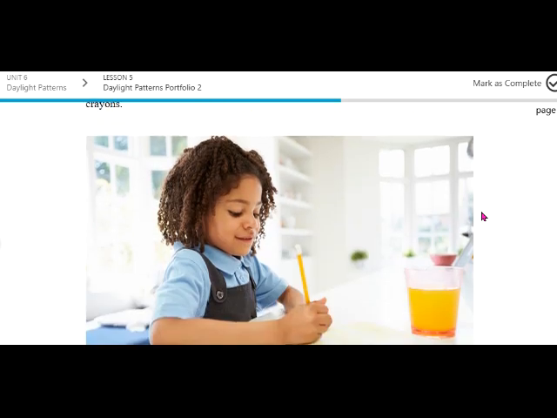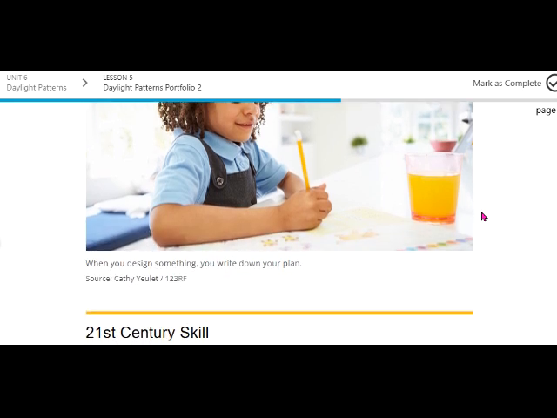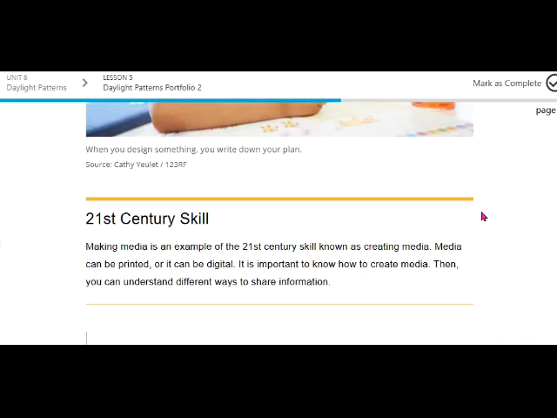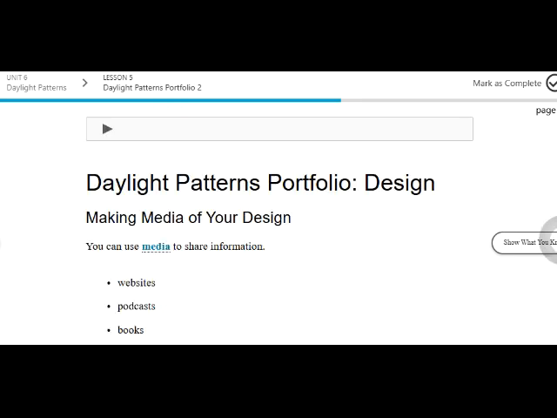So sometimes we might want to make our project very fancy. We might want to use something like a presentation. So you could make that on a computer. And of course, we're also going to continue using it for our science journal. That's like making a book, sort of. Making media is an example of the 21st century skill known as creating media. Media can be printed or it can be digital. It is important to know how to create media. Then you can understand different ways to share information.